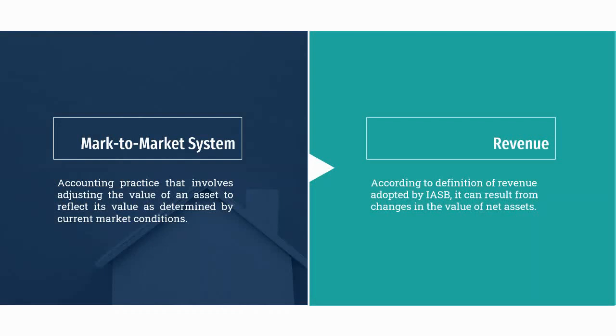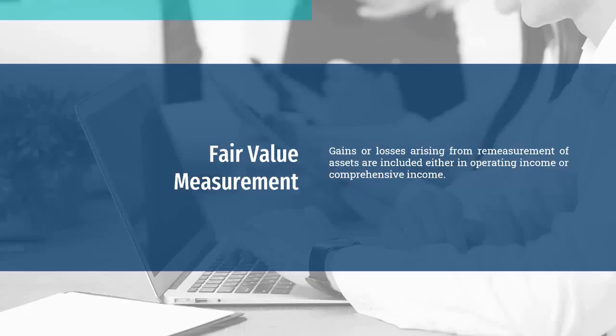Therefore, if a company uses the fair value method, asset is recorded under its market value instead of its original cost when it's acquired by the company. Assets will be restated, adjusting to the current value applicable at the market. Next, about revenue. According to the definition of revenue adopted by IASB, revenue can result from changes in the value of net assets. Gains or losses arising from remeasurement of assets are included either in operating income or comprehensive income.